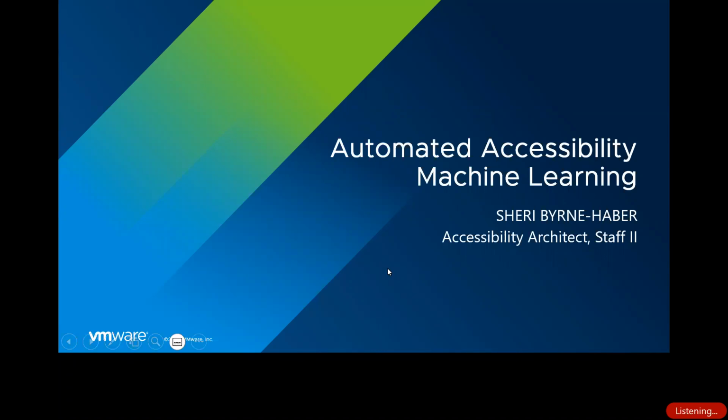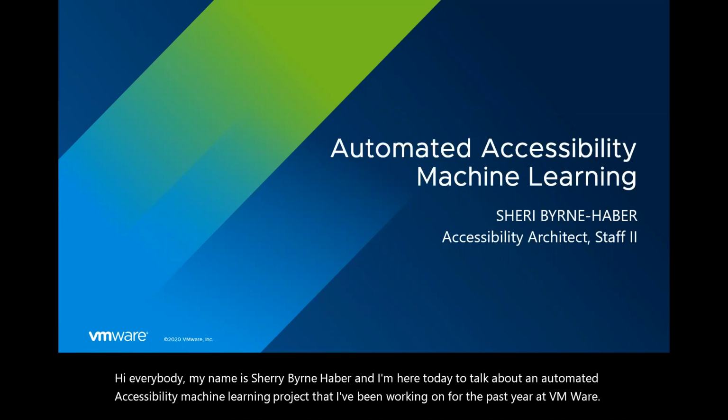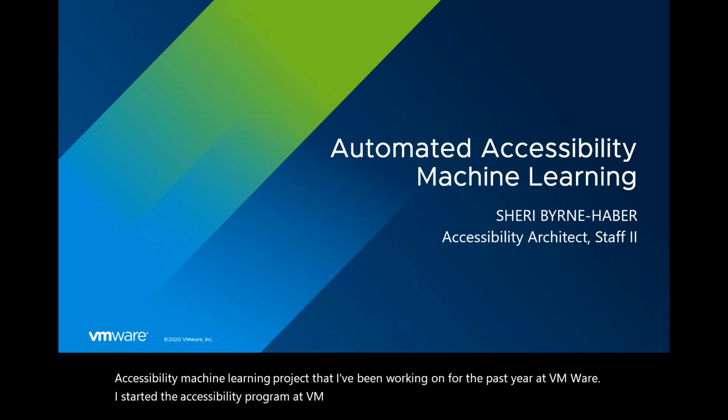Hi, everybody. My name is Sheri Byrne-Haber, and I'm here today to talk about an automated accessibility machine learning project that I've been working on for the past year at VMware. I started the accessibility program at VMware just about 2 years ago, and we've grown from one person to 16 over the last 2 years.